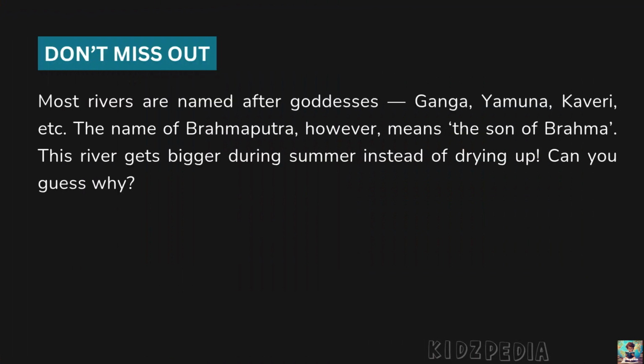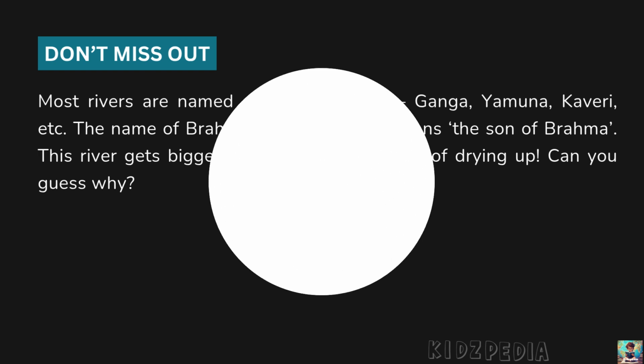Don't miss out. Most rivers are named after goddesses, Ganga, Yamuna, Kaveri, etc. The name of Brahmaputra, however, means the son of Brahma. This river gets bigger during summer instead of drying up. Can you guess why?